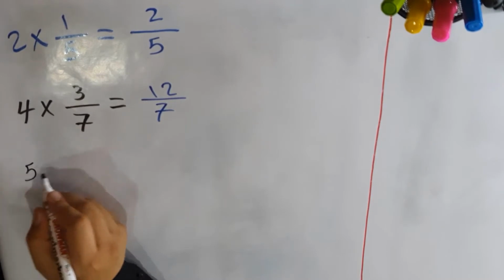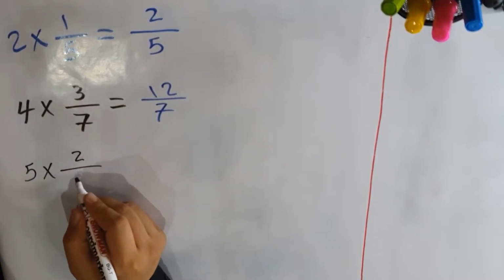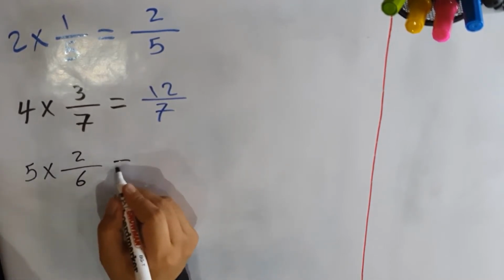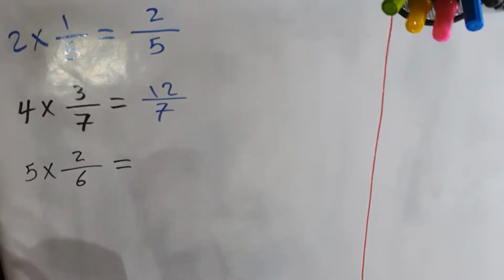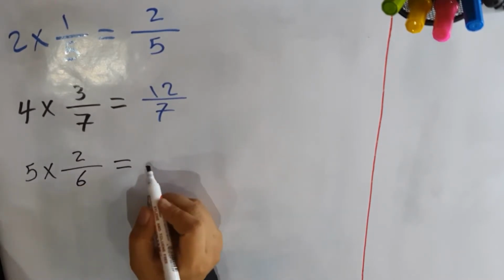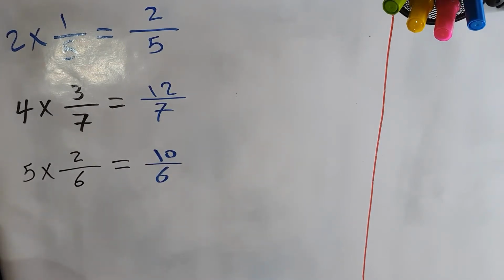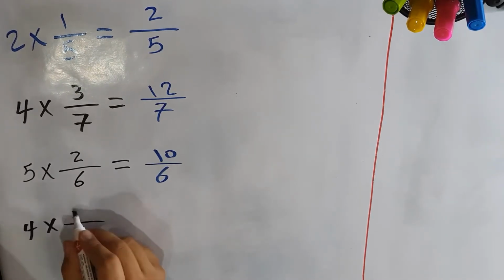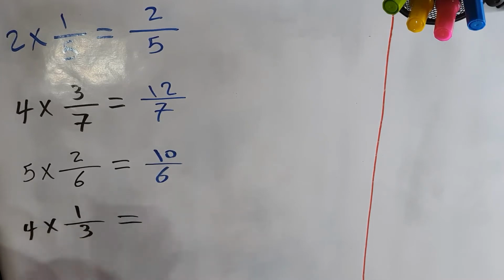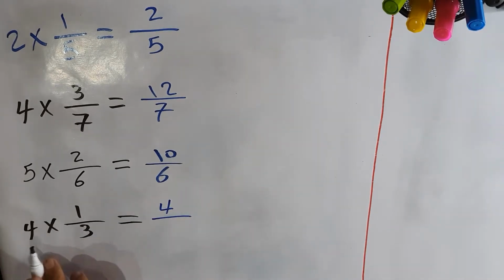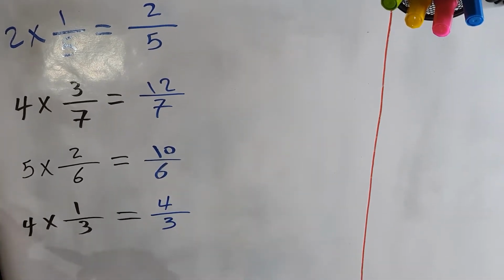Multiply 5 by 2 over 6. The answer will be 2 multiply 5 is 10, and the bottom is the same, 6. Okay. Next one. 4 multiply 1 over 3. We multiply 4 with 1. 4 multiply 1 is 4, and the bottom is the same, 3.